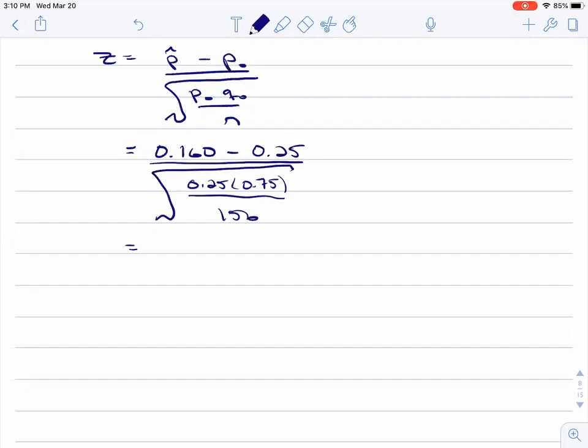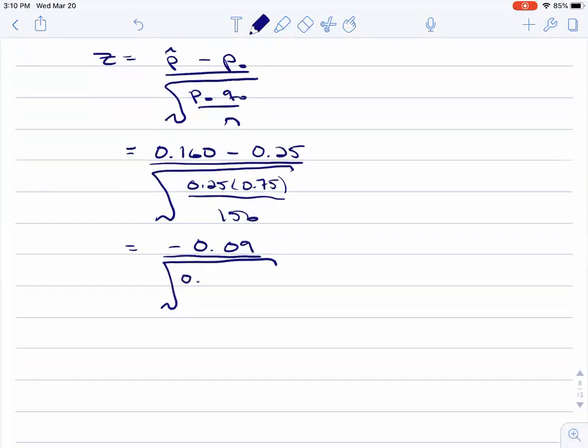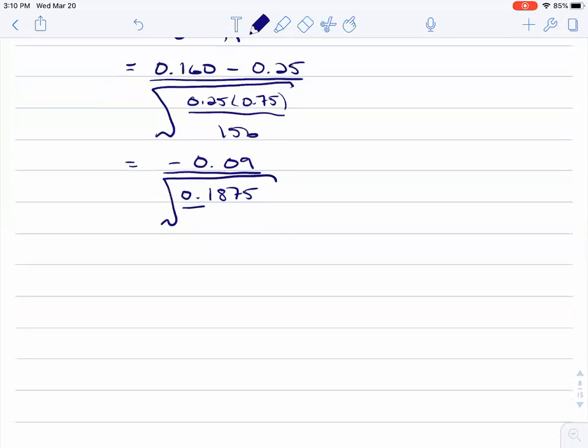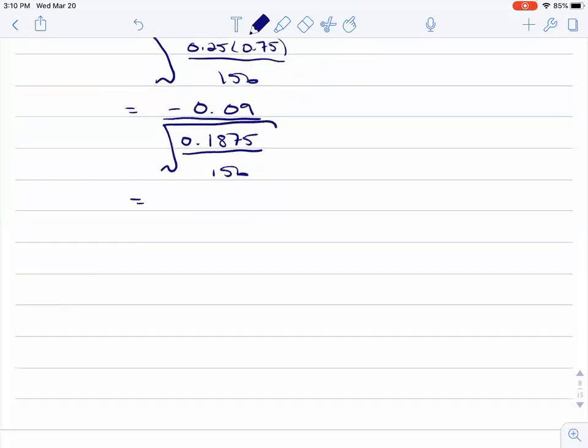0.16 minus 0.25 is negative 0.09 over the square root of 0.25 times 0.75, which is 0.1875, over 156. Divided by 156, so we have negative 0.09 divided by the square root of 0.00120193.